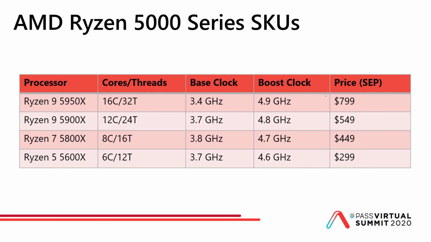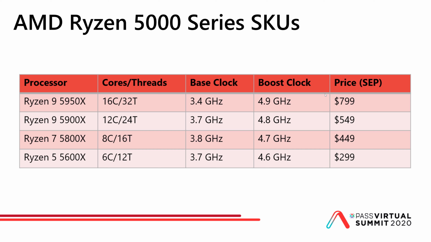So what we have here is the new AMD Ryzen 5000 series SKUs that were introduced and available for sale on November the 5th. And we've got 4 SKUs available here. And this is the latest and greatest Zen 3 processors for the desktop from AMD. Starting at the top, you've got the Ryzen 9 5950X that has 16 cores and 32 threads. The base clock is 3.4 gigahertz, and the boost clock is 4.9 gigahertz. And the retail price for this is $800.